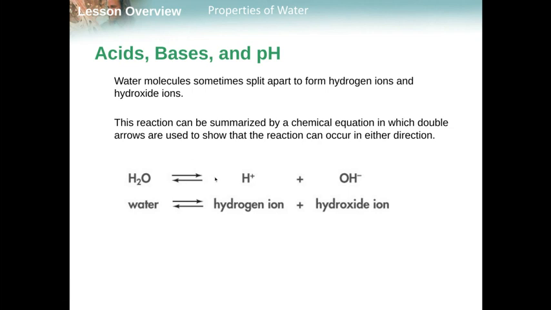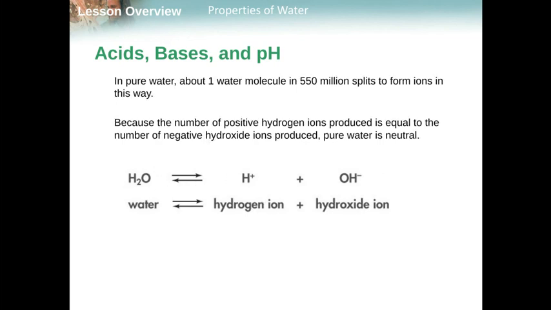And we have these arrows that go both ways. That means that this reaction is reversible. If you take a pure hydrogen ion and a pure hydroxide ion and you put them together, they're pretty much going to form a water molecule. So in pure water, about one water molecule in 550 million splits to form ions in this way.